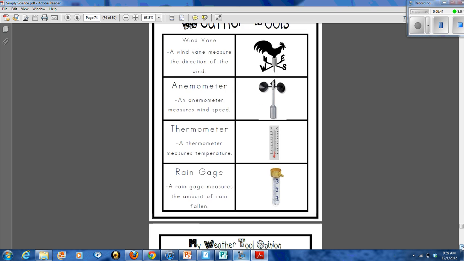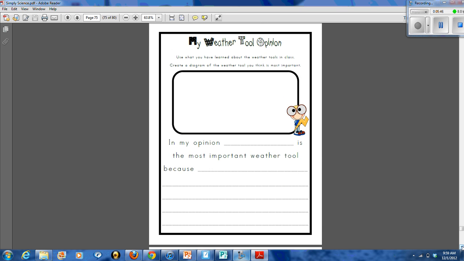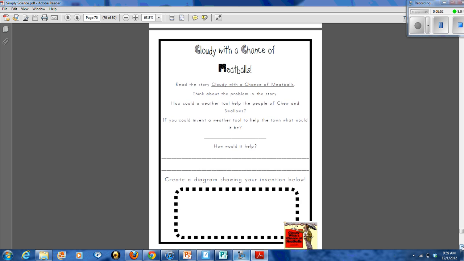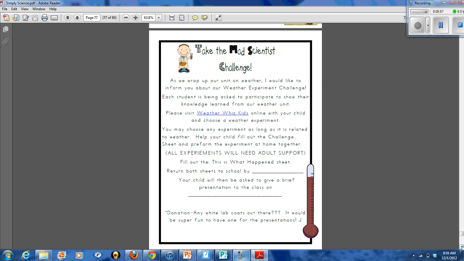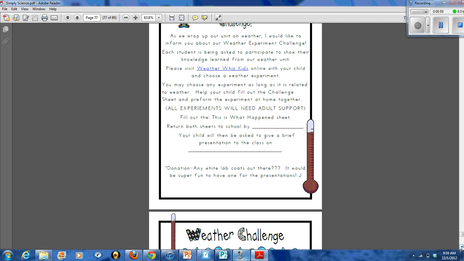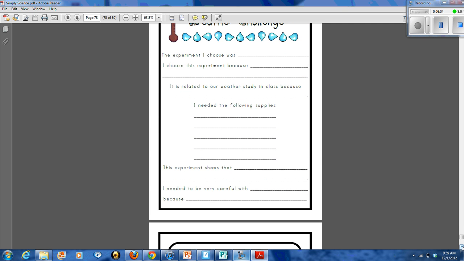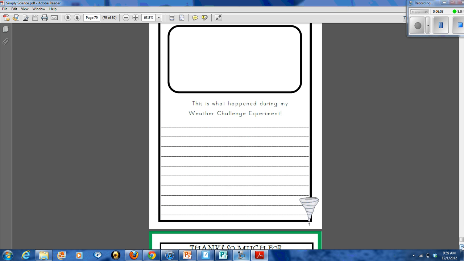You'll have the weather tools for your students to look at. They will go through a My Weather Tool opinion, which goes great with that persuasive type of writing. Cloudy with a Chance of Meatballs. Nice literature activity to add in. They'll take the Mad Scientist Challenge, where they'll head in and create an experiment to come and present for the class. Couple writing prompts about the weather experiment.